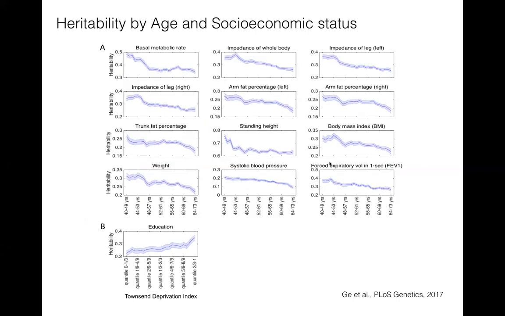We also found that the heritability of a majority of physical traits such as height and BMI decreases as age increases. And this might be due to some accumulated environmental factors on variation of these phenotypes across the lifespan.